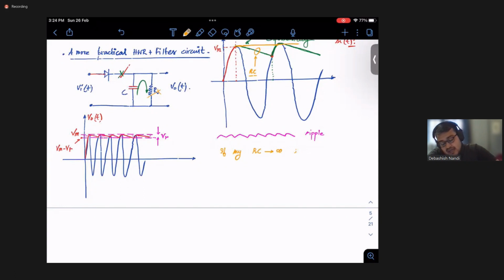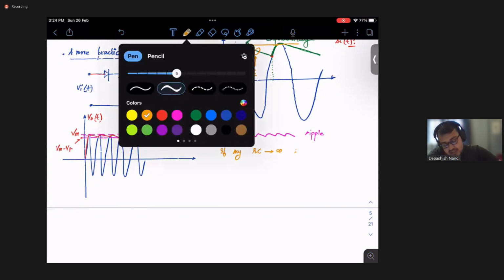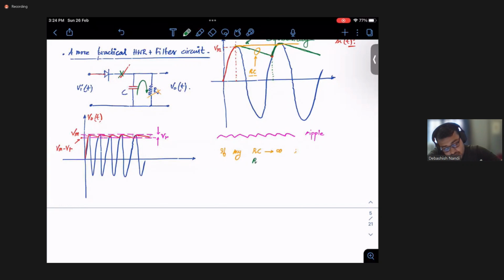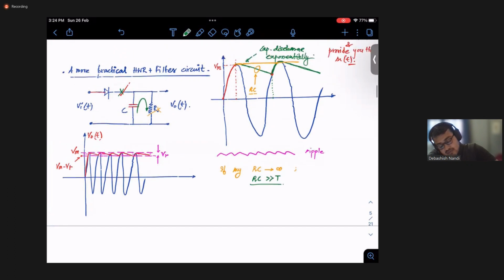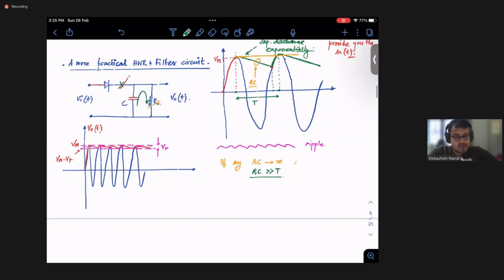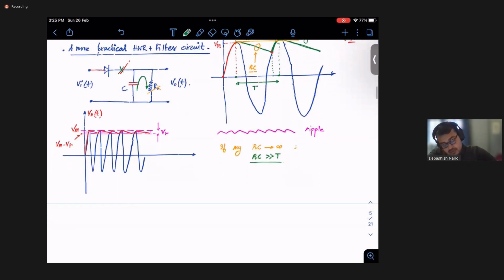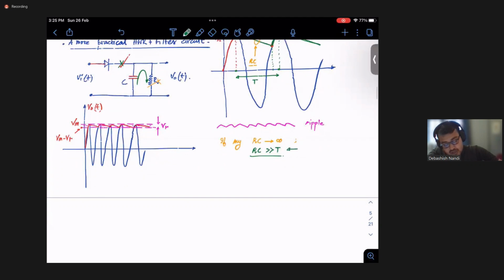But in practice, there will be some resistance. So if you can ensure this condition, that your RC is much greater than this time period, right? And what is this peak to peak? This is nothing but the period of the signal, right? So you can reduce your ripple voltage. So this is a very important condition.